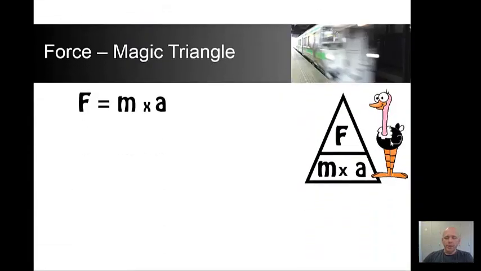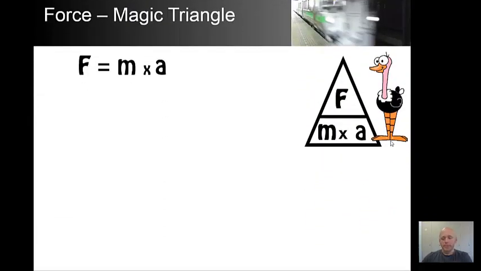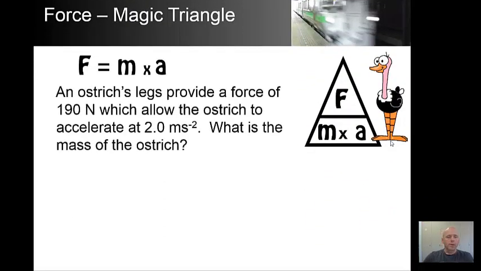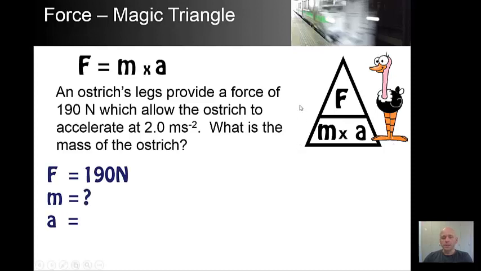Let's try an example. An ostrich's legs provide a force of 190 newtons, which allows the ostrich to accelerate at 2.0 meters per second squared. What is the mass of the ostrich? So let's write down what we know and what we don't know. The force is 190 newtons, and we don't know the mass because that's what the question's asking us. What is the mass? But we do know the acceleration, so we put that down.